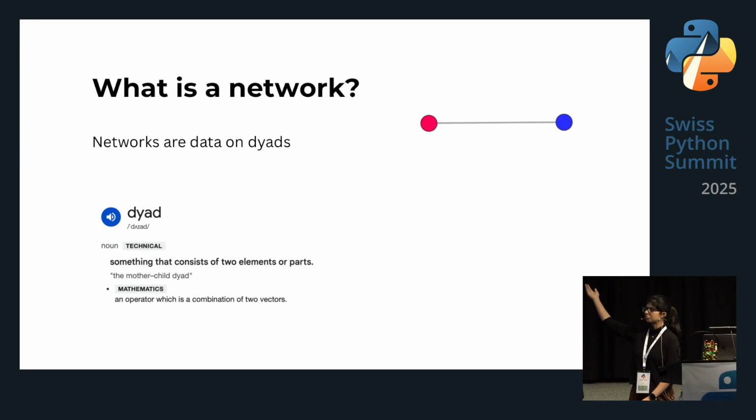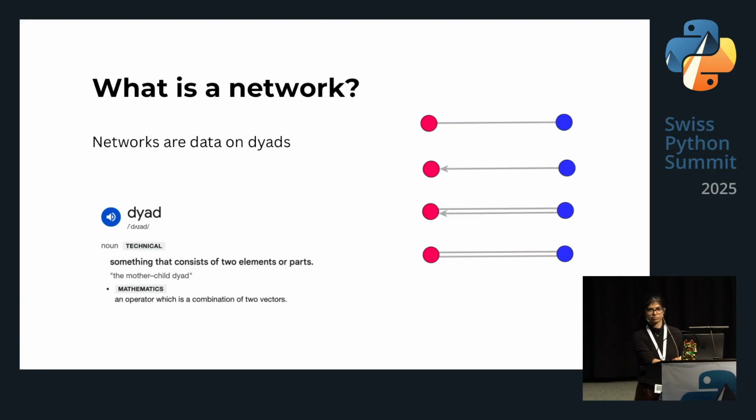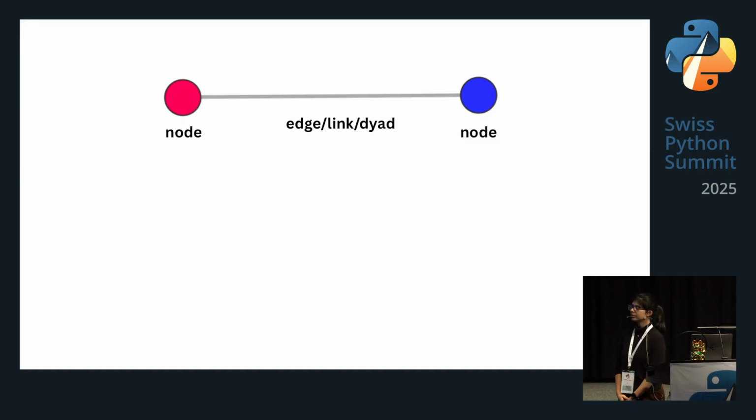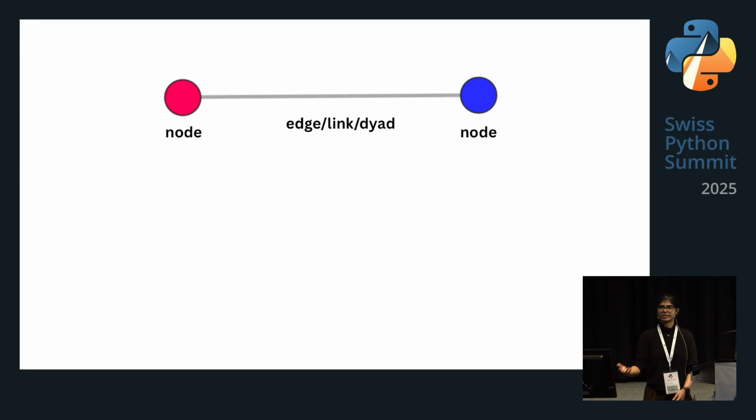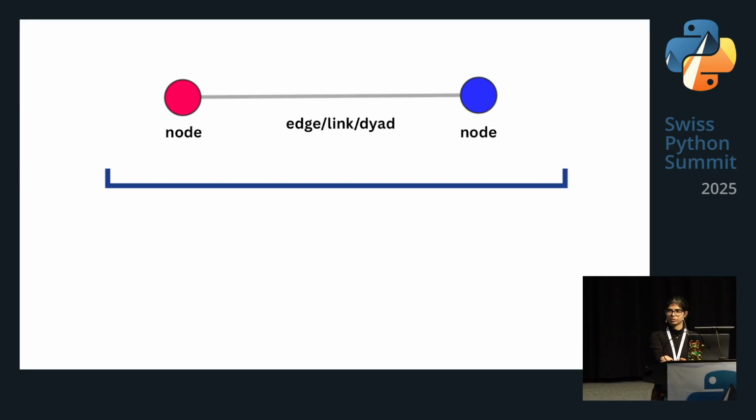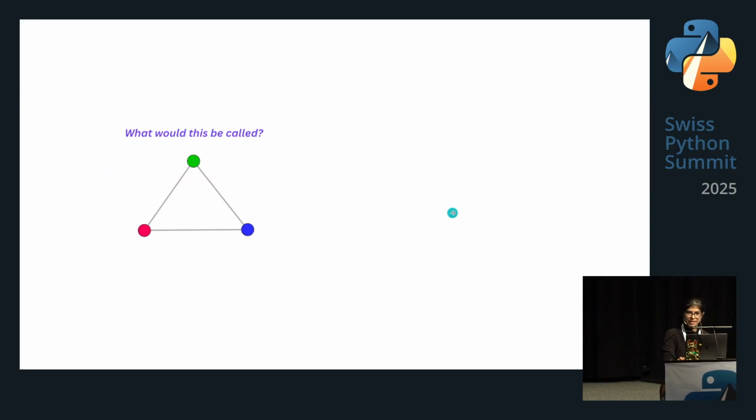The pink and blue thing is a node, and the line connecting them is an edge. An edge can be undirected, directed. It can be a mix of both. Both can be undirected. We have combinations. But the term edge can also be changed with link, dyad, so on and so forth. But where is the data when we say it's data on dyads? It can be in the whole graph. In this case, our graph consists entirely of two nodes and one edge. It can be on the edge or it can be on the nodes. These are places to put data.